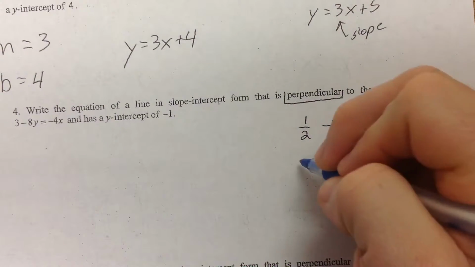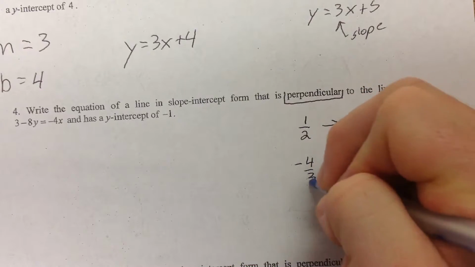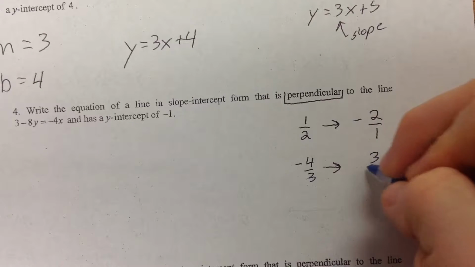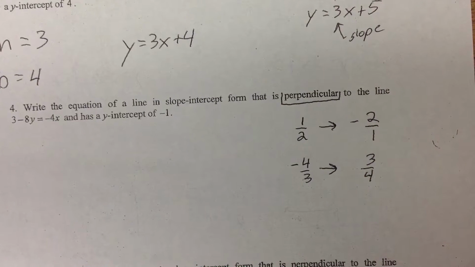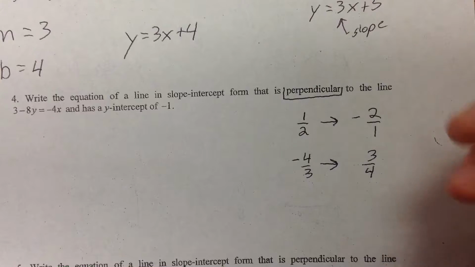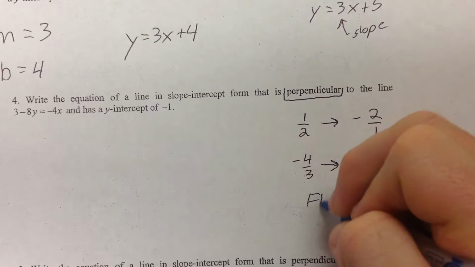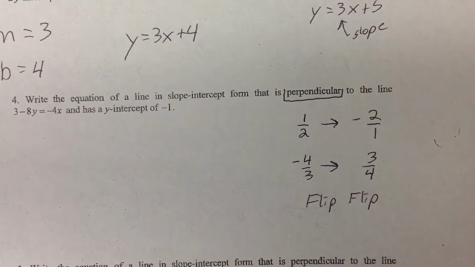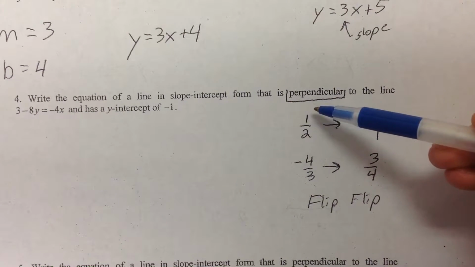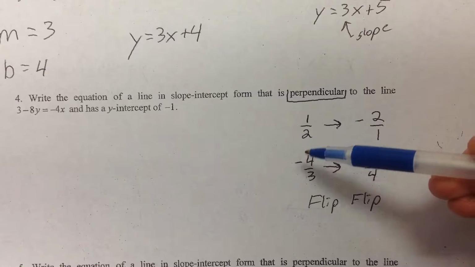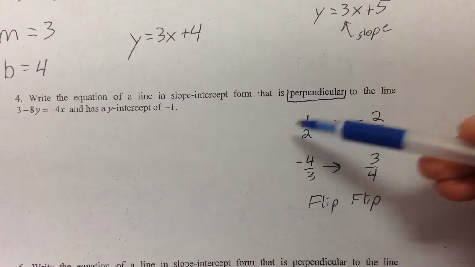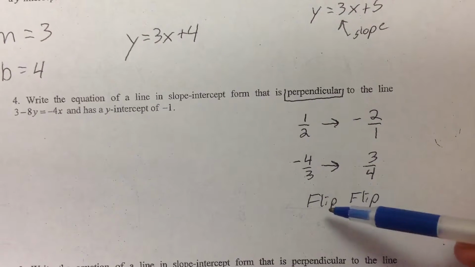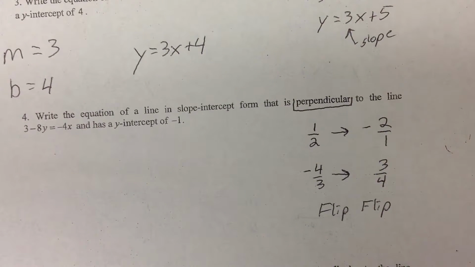If I had, let's say, negative 4/3, the negative reciprocal of that would be positive 3 over 4. So the way I like to think about it is flip, flip. You're going to flip the fraction and you're going to flip the sign. All right, so the fraction, whatever's on top ends up on the bottom, whatever's on the bottom ends up on the top, and then positives become negatives or negatives become positives. So flip, flip. You flip the fraction, you flip the sign.